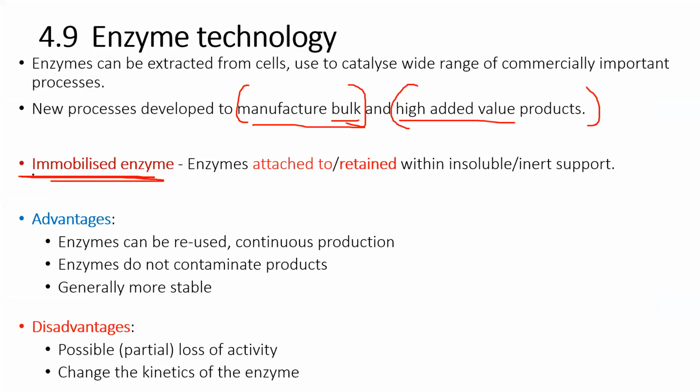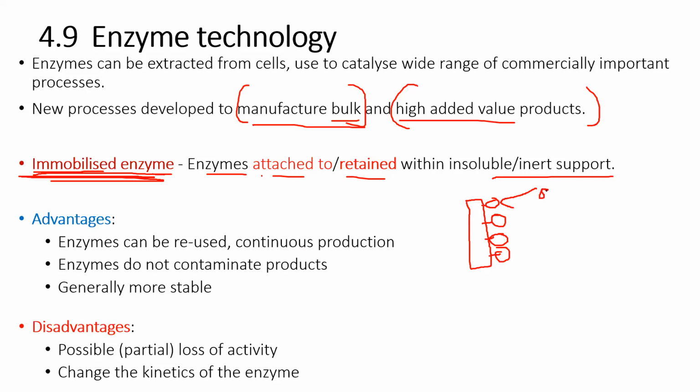Okay, so what is immobilized enzyme? Daripada nama tu boleh tahu apa keadaan dia. Immobilized, cannot move. The enzyme cannot move. So enzyme is attached or retained within insoluble or inert support. Okay, so maksudnya untuk immobilized enzyme ni, you have the inert support. Okay, a material or a support that you will attach the enzyme to. Okay, so you attach the enzyme to the support and now the enzyme cannot move. Okay, so the only thing that will move is the substrate.